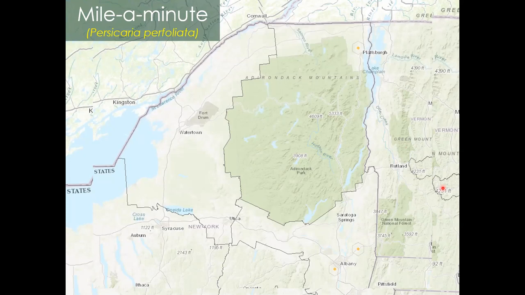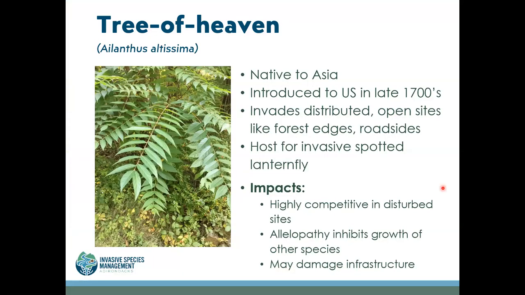Next, we'll talk about Tree of Heaven, another species that is in low abundance throughout our prism and is targeted for eradication. This species is native to Asia and was introduced to the US in the late 1700s and early 1800s. It is a sun-loving deciduous tree that will occur in open sites, forest edges, roadsides and waste areas. It is not really known to push its way back into the interior of a natural forest. It is most often associated with edge habitats.